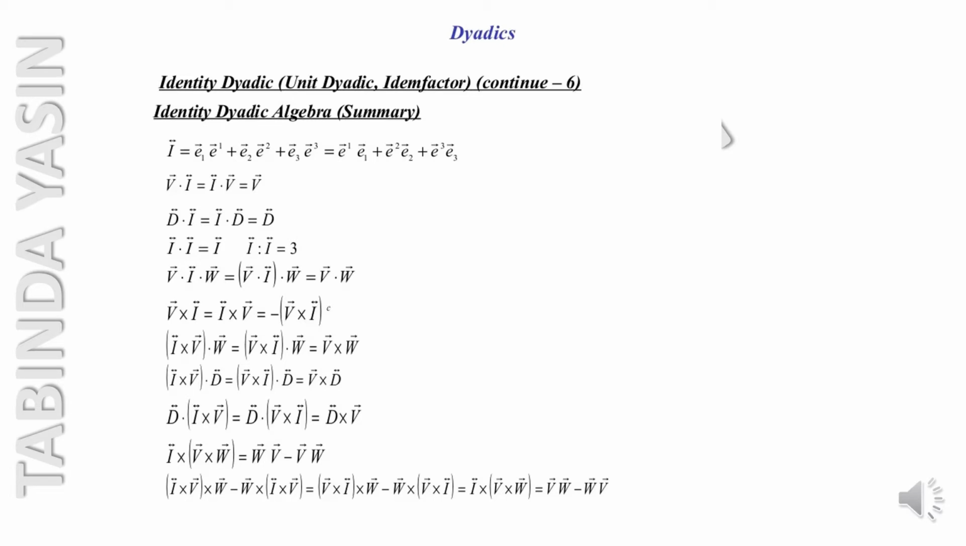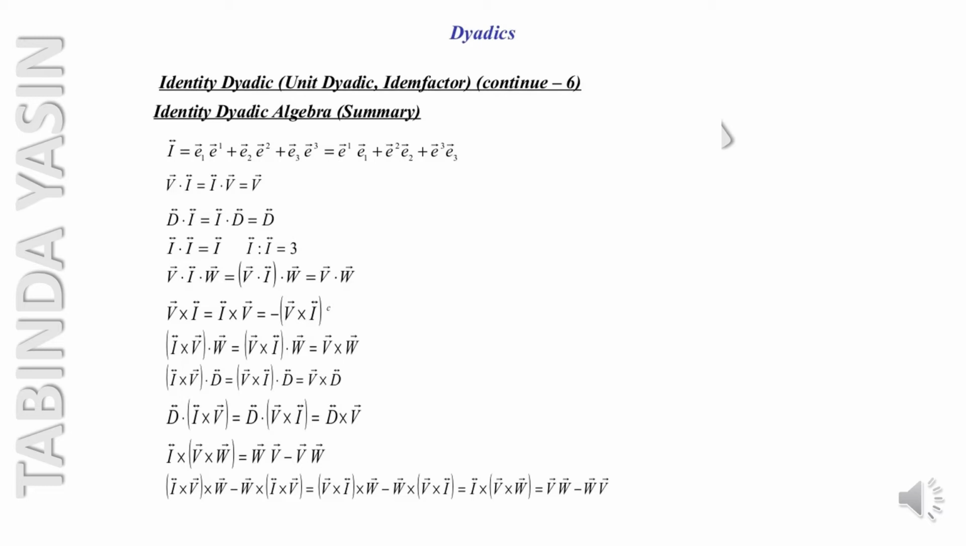Now for the identity dyadic algebra, I dyadic is equal to e_1 e^1 plus e_2 e^2 plus e_3 e^3, which is equal to e^1 e_1 plus e^2 e_2 plus e^3 e_3. V dot I is equal to I dot V, that is equal to V vector. D dyadic dot I dyadic is equal to I dot D dyadic, that is D. I dyadic dot I dyadic is I, and I double dot I is 3. V vector dot I dyadic dot W vector gives V dot I dyadic bracket, V dot W, that is equal to V dot W.